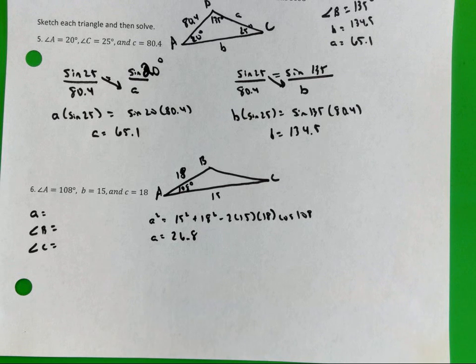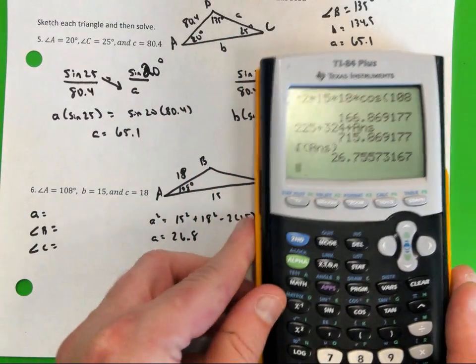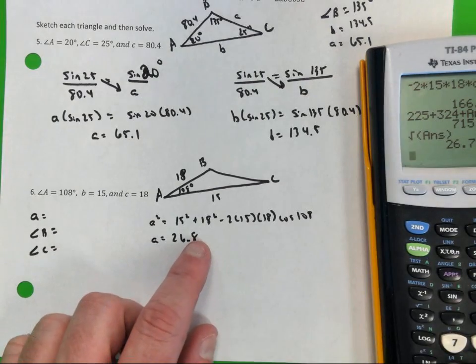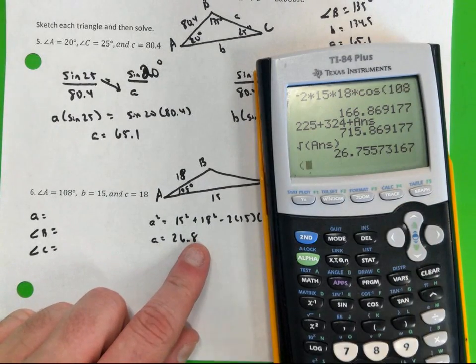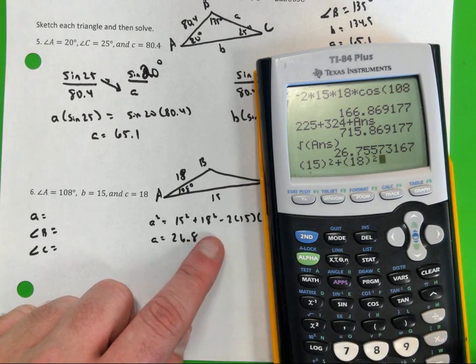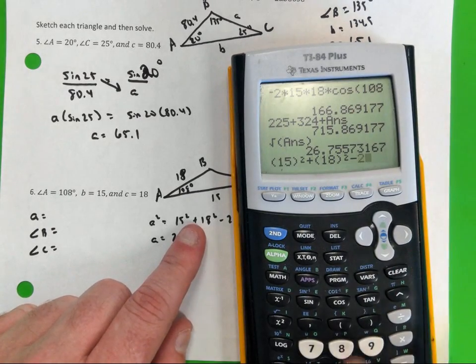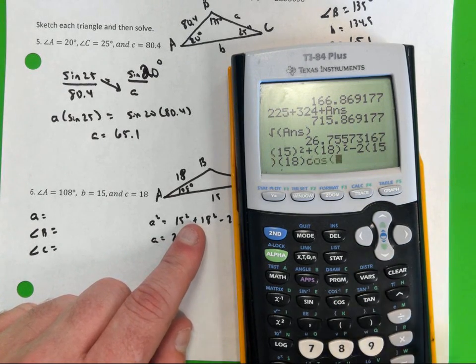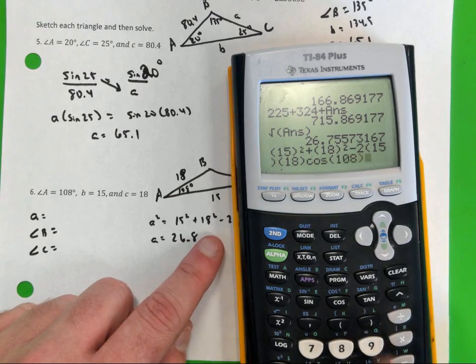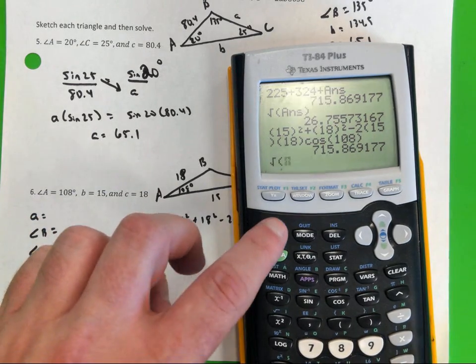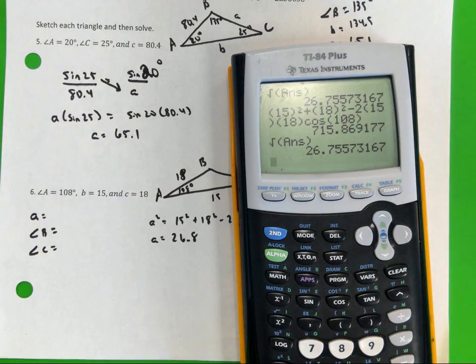Can I see your calculator? Put the thing back. It's a calculator. You type in, let me do this again with you: 15 squared plus 18 squared minus 2 times 15 times 18 times the cosine of 108. Then you have to take the square root of that because it's a squared. So second square root, second answer, 26.8.